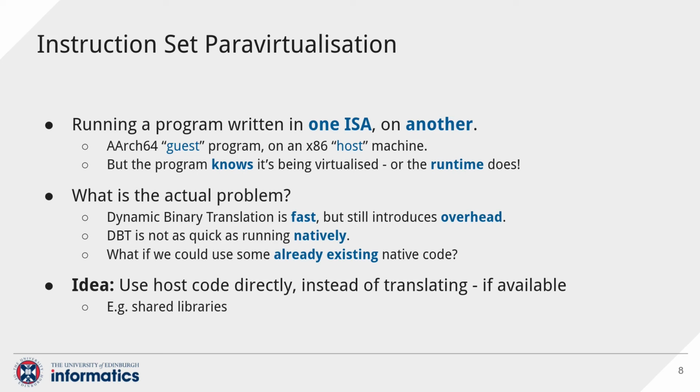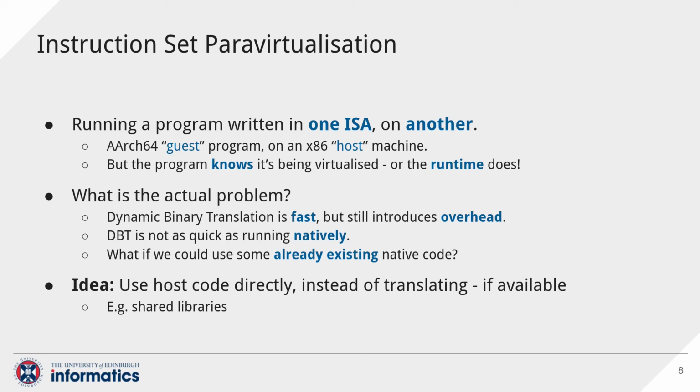Doing dynamic binary translation is not as quick as running natively, and that's because DBT involves this translation phase where you discover the code that you're executing, you turn it into host machine instructions, and then you execute it. So there's latency from that translation, but there's also overheads introduced in the generated code, because the translated code isn't going to be as optimal as natively compiled code, and there'll also be overhead from the actual DBT runtime itself.